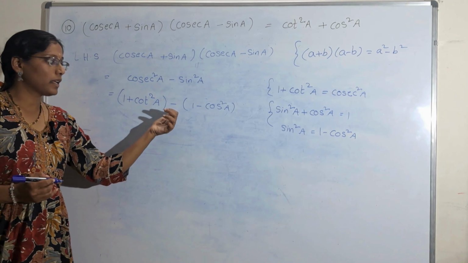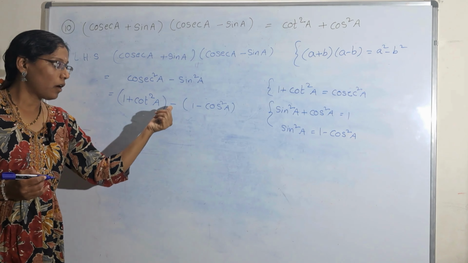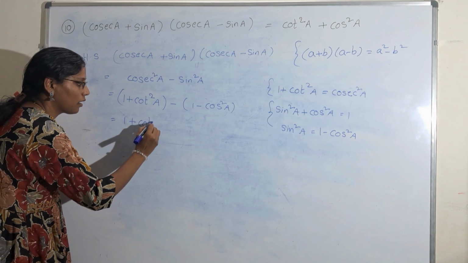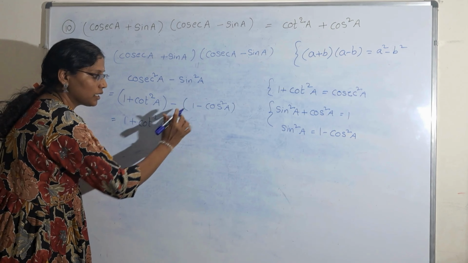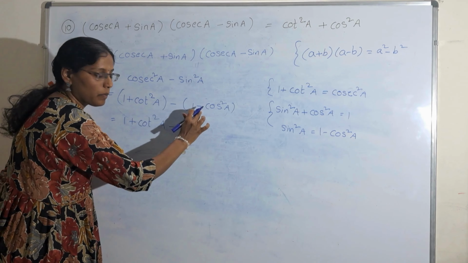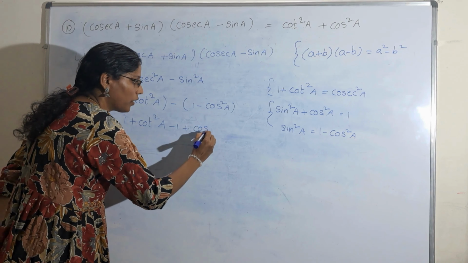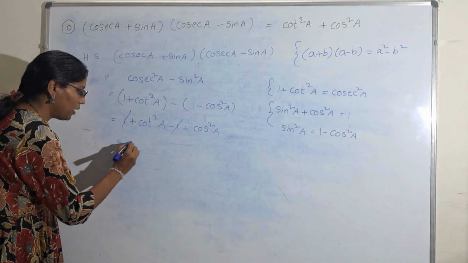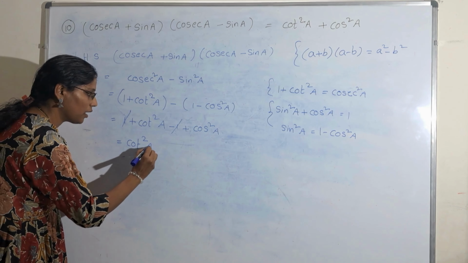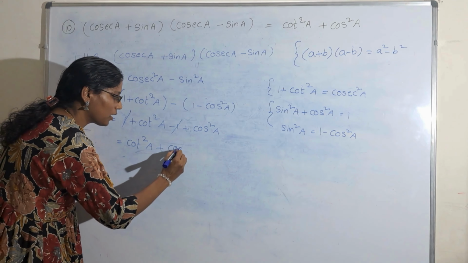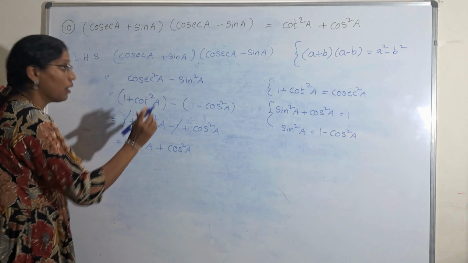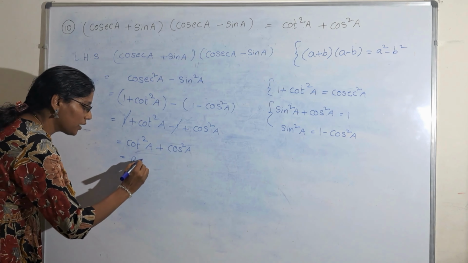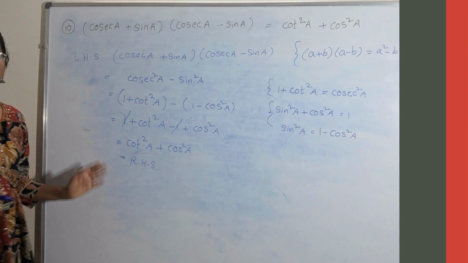The second bracket has a minus before it, so we have to multiply the second bracket with minus. 1 plus cot square A, here minus into 1 is minus 1, minus into minus is plus cos square A. Minus 1 plus 1 cancel. Remaining is cot square A plus cos square A. You should observe the RHS: cot square A plus cos square A. We proved it. So LHS is equal to RHS.